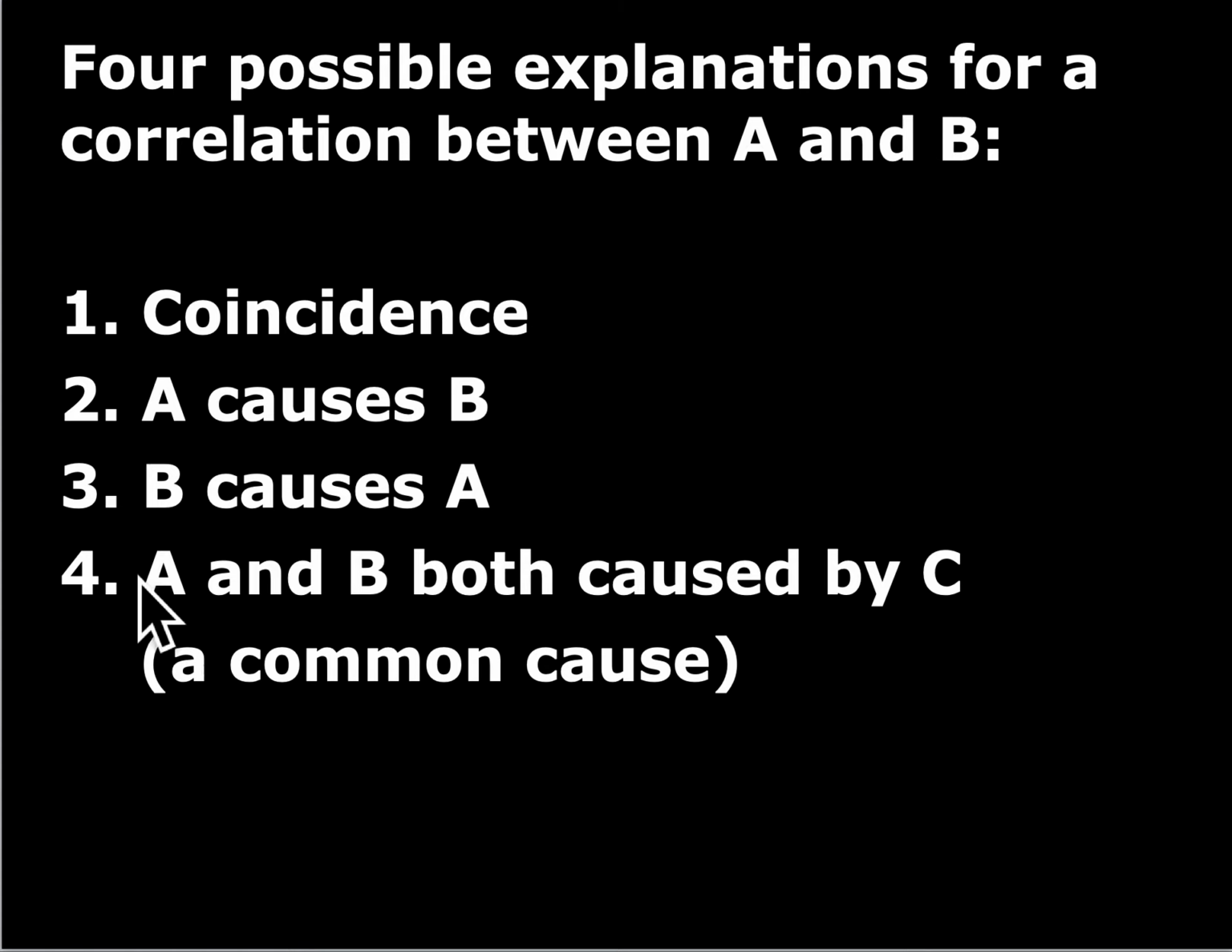A fourth possibility is that there's a common cause. There's something C, some other thing, that causes both A and B. So A isn't causing B, B isn't causing A. But there is some other thing that's causing both of them. How does that explain the correlation? Well, because C happens, it causes A and B, and now you've got A and B together. Okay?